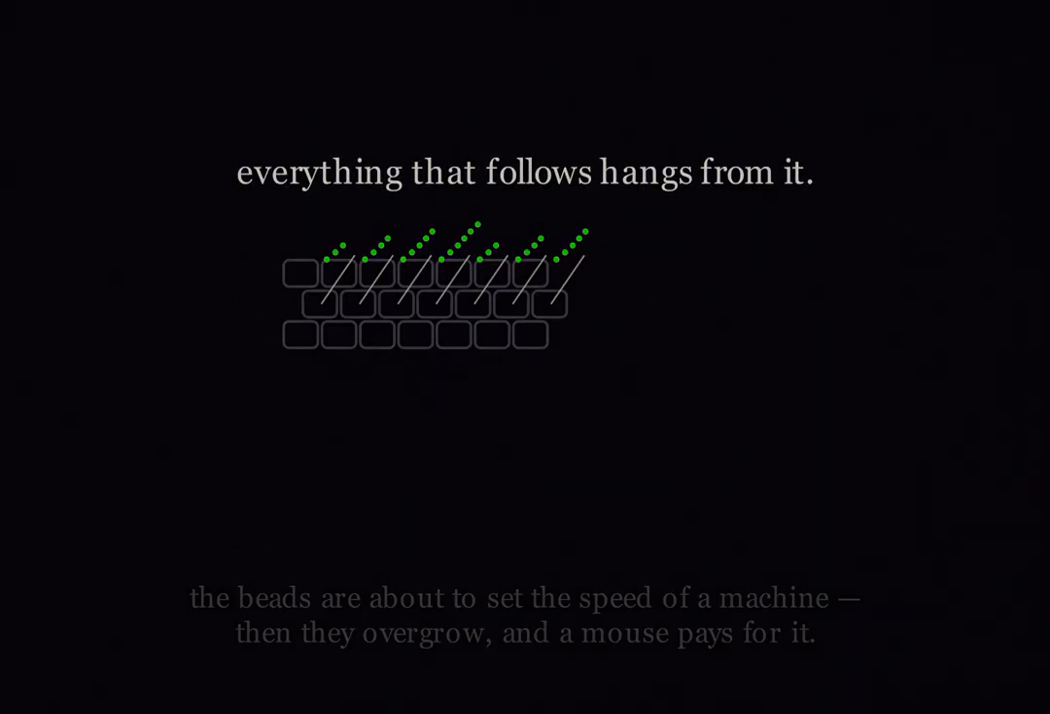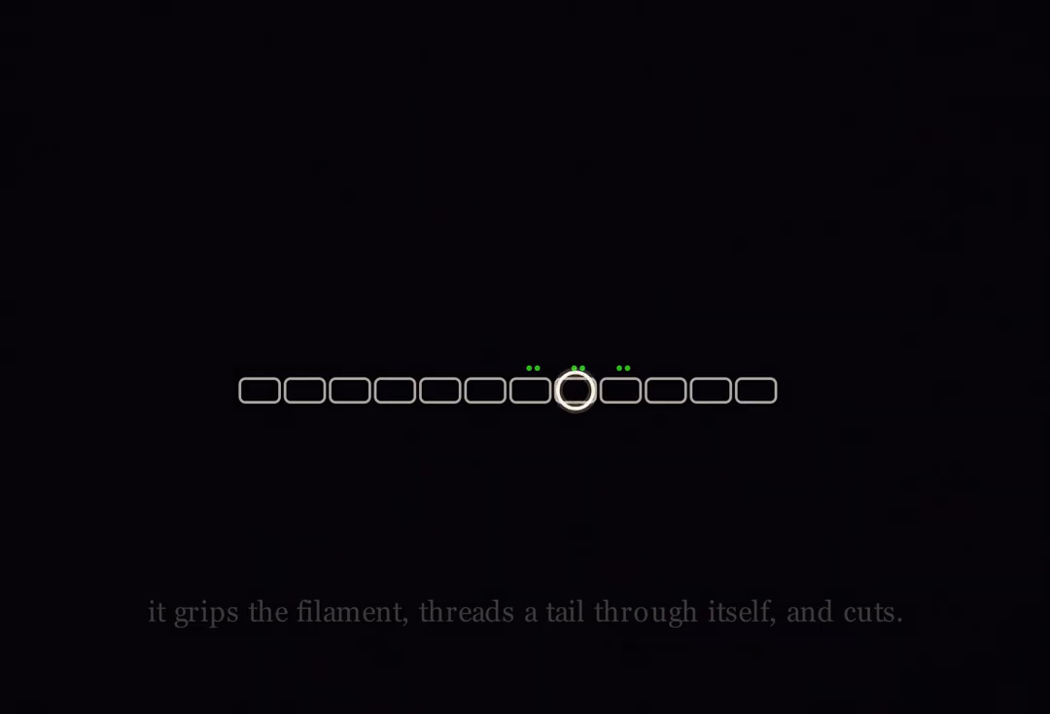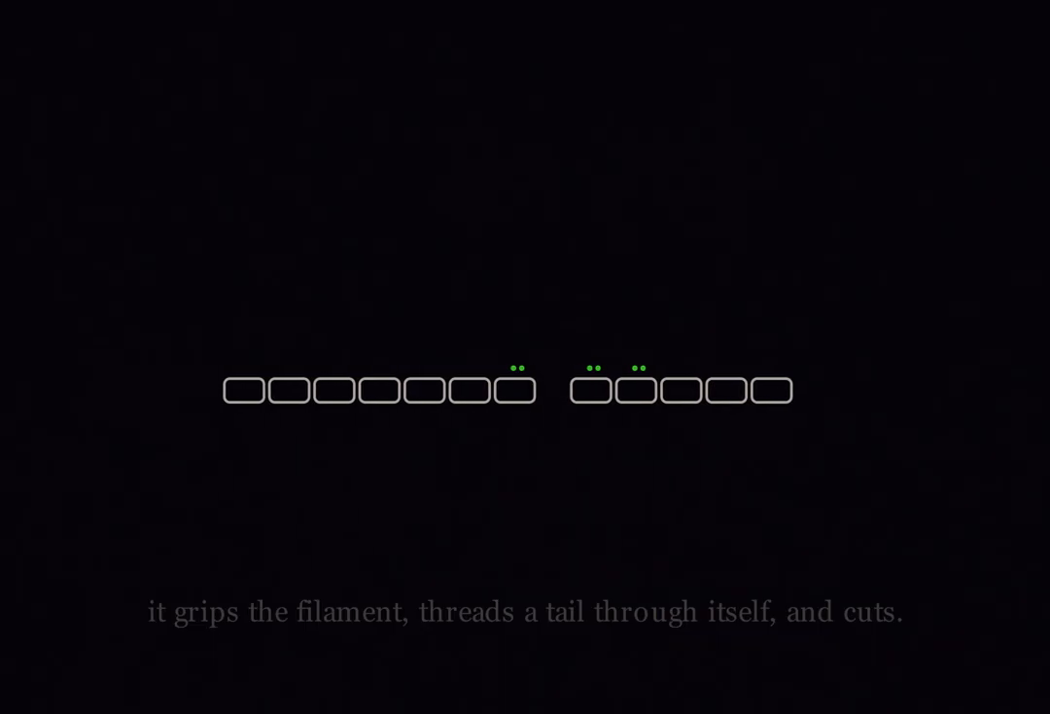Everything that follows hangs from it. Some machines on the lattice do not read the road to walk it, they read it to cut it. Spastin is the name to hold, a severing enzyme, a molecular pair of shears. It grips the filament, threads one of the tails through itself, and cuts the tube in two.